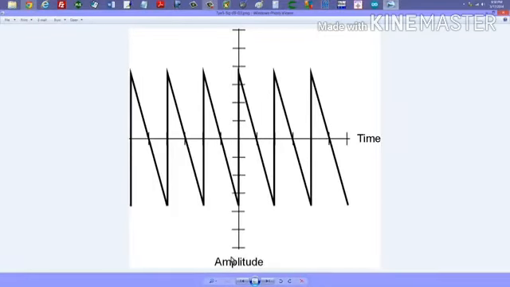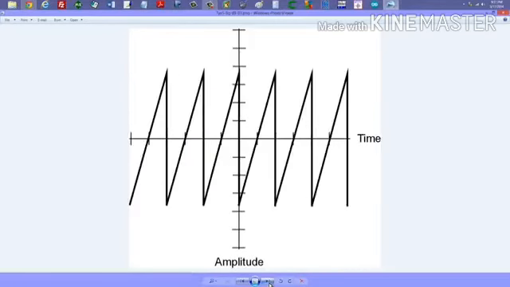Again, we would normally think of amplitude in terms of positive and negative voltage. Time in terms of seconds, milliseconds, microseconds, nanoseconds, or even picoseconds.